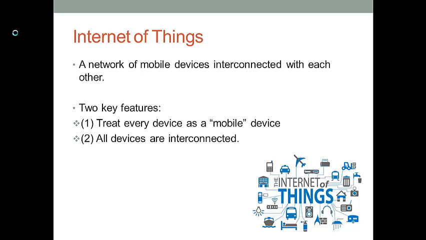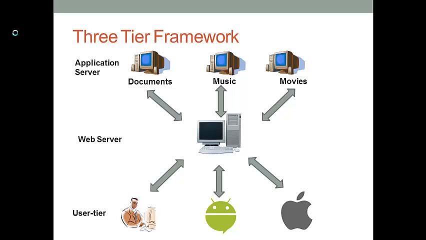So here is the question: how can we make all devices interrelated to each other? Let's talk about the technology architecture underneath an IoT system. When we design an IoT system, we use something called a three-tier framework to design the system. According to a three-tier framework, we need to separate an information system into three tiers, including the user tier, the web server tier, and the application tier.